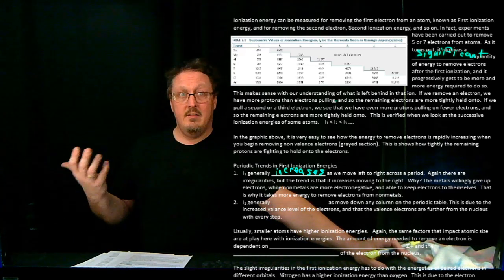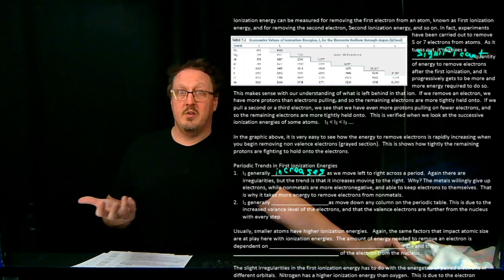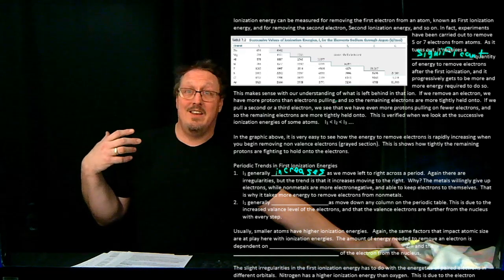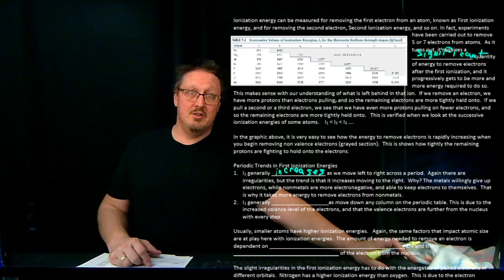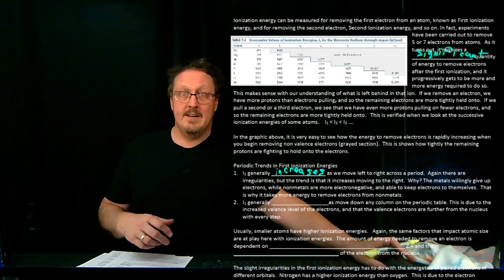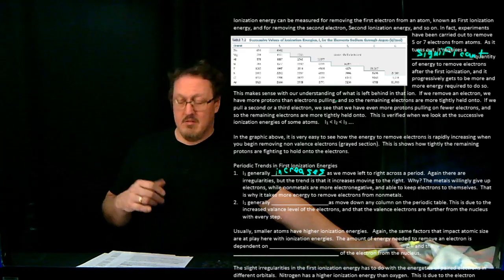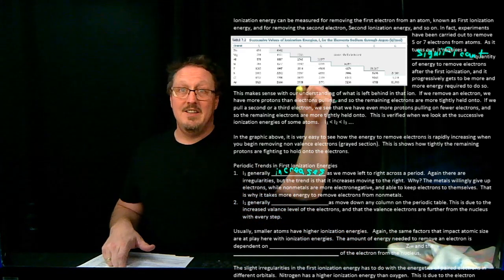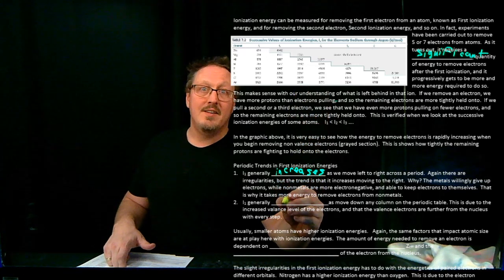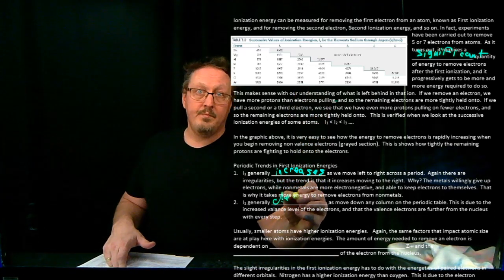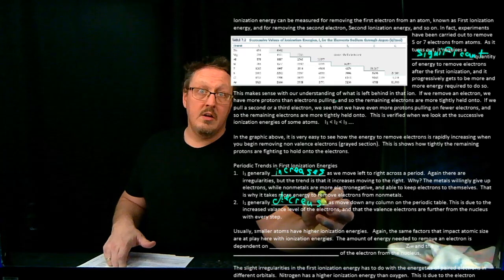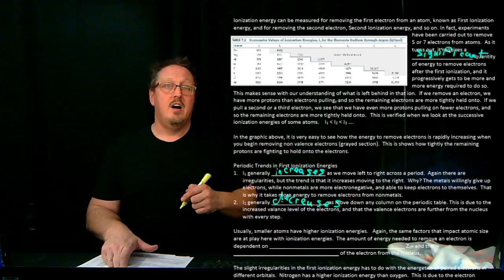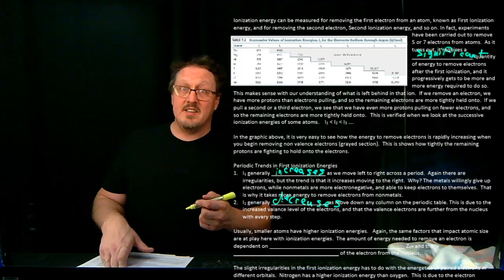Why? Because metals willingly give up their electrons. Non-metals are more electronegative, and they don't give away their electrons very well at all. In general, ionization energy decreases as we go down a column. So as we move down any column, our ionization energy is decreasing.